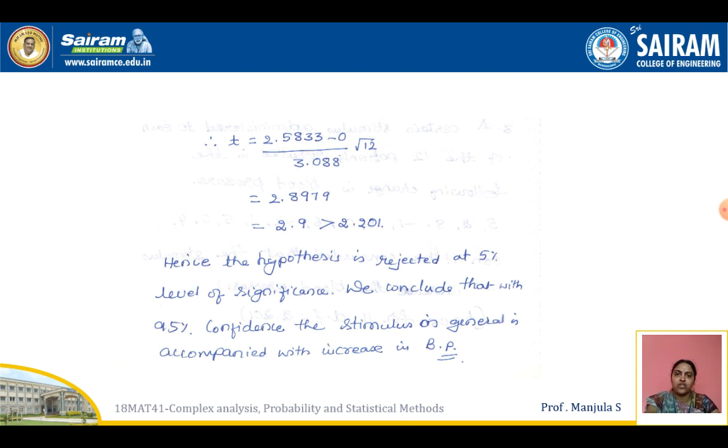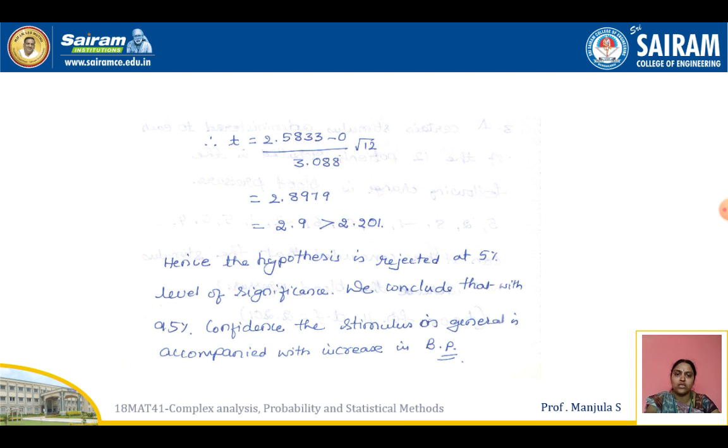On simplification, we are getting 2.8979. So we are getting T value as 2.9, which is greater than the standard value which they given in the question at 95% level. Degrees of freedom will be 11, which is 2.201. The obtained value is greater than the standard value.